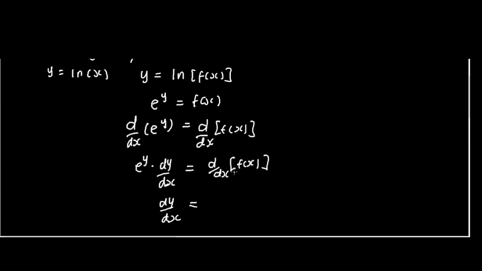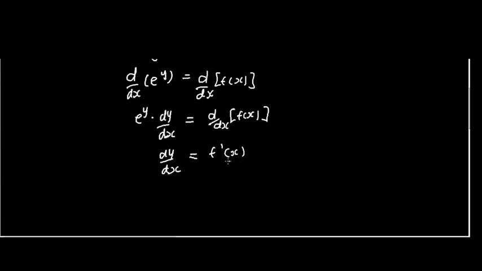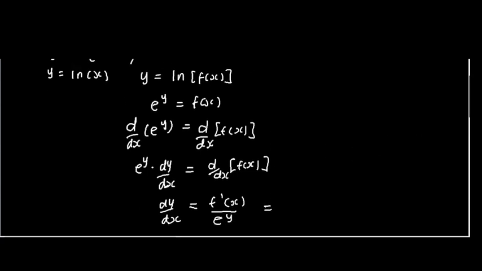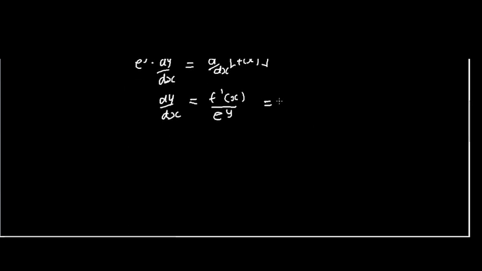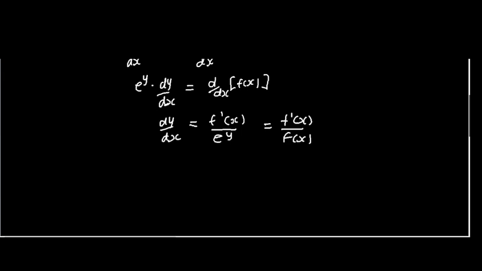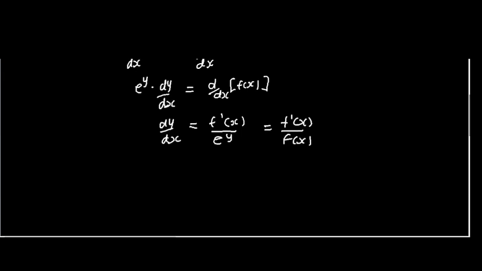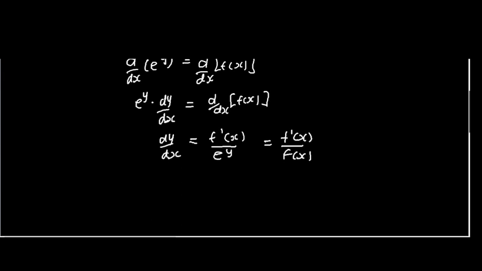the derivative of f(x), which is the first derivative. We hope we looked at this in the section on derivatives. So this is the same as f prime of x over e to the y. From this equation, e to the y is the same as f(x), so we shall have f prime of x over f of x. From this you can draw that the derivative of logarithmic functions is the derivative of a given function divided by the very function.